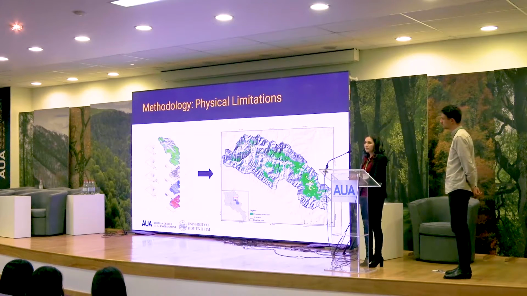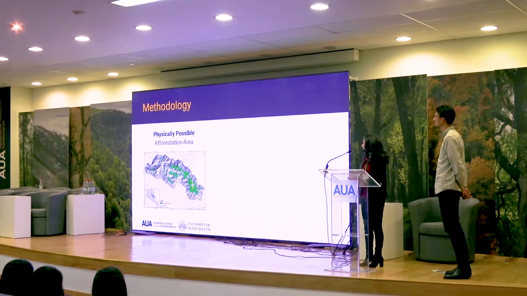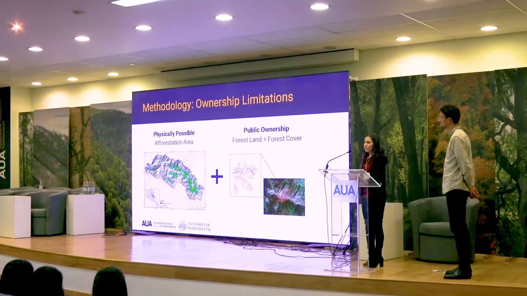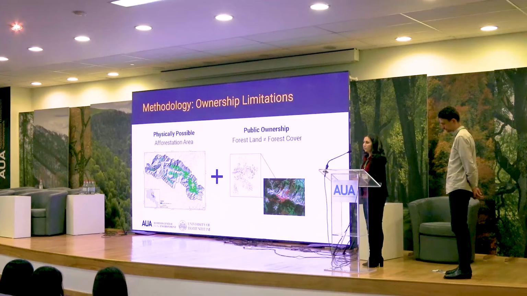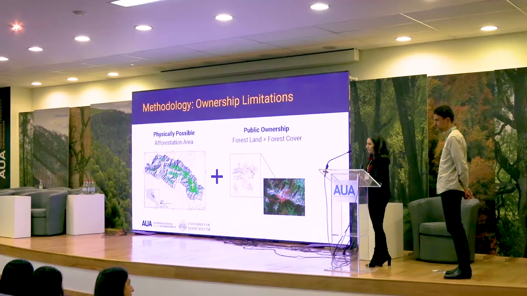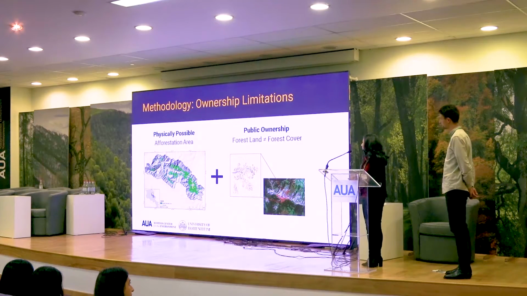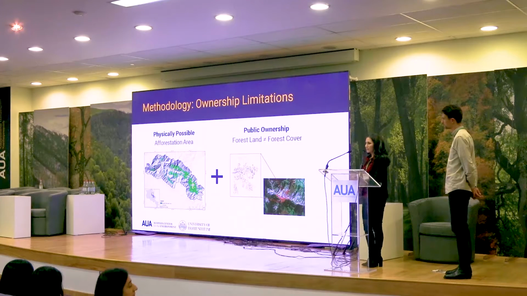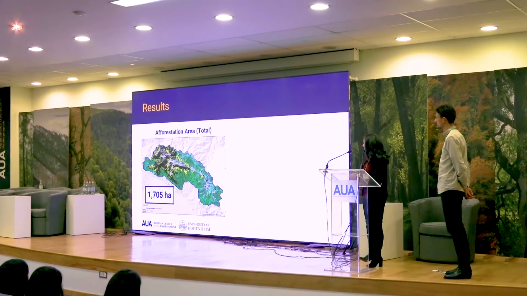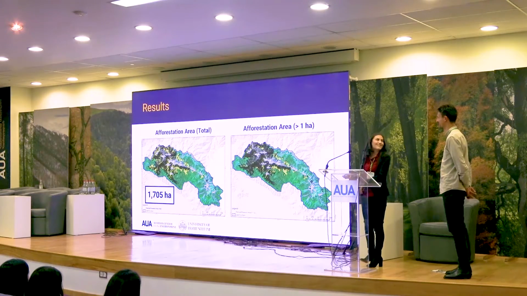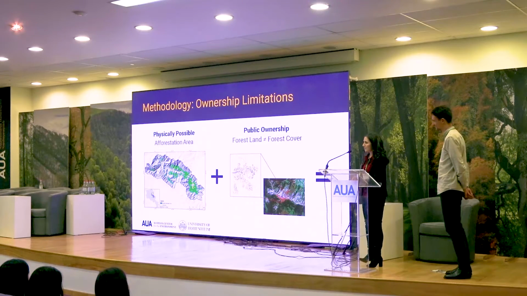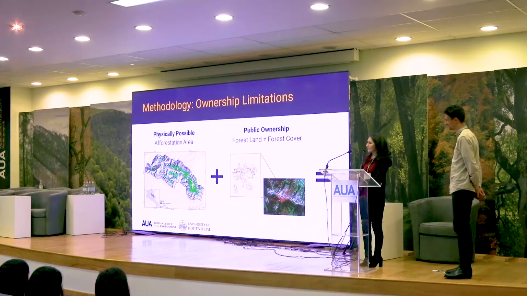And furthermore, we also consider the ownership limitations for afforestation. As you might know, there are three different types of ownership in Armenia. First one is public ownership, then the community, and then private. So we used the ownership maps provided by Cadastre, and for our project we considered only the forest land, only the forest land which is not covered by forest and which is owned by public.